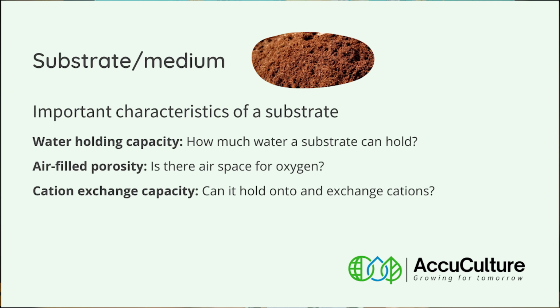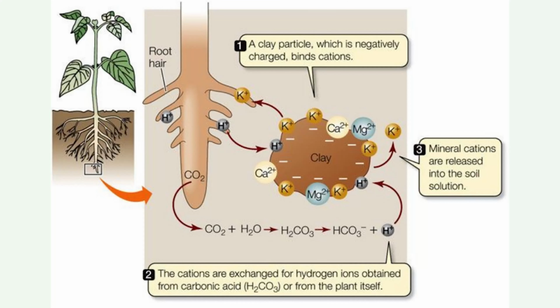So the first characteristic is water holding capacity. Similar to soil, any media should hold water. The second property is air-filled porosity. A media or a substrate should also hold some air and allow some air exchange because plants' roots require oxygen. And the third property is cation exchange capacity. What is cation exchange capacity?